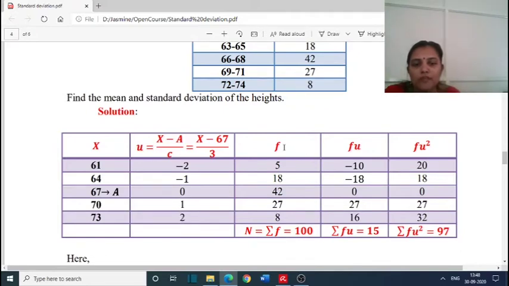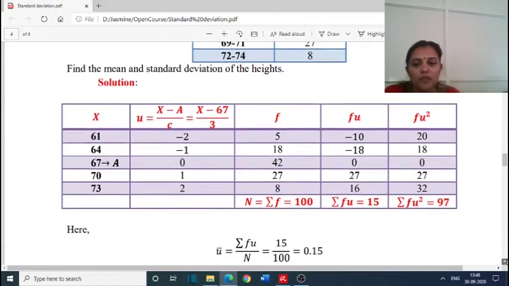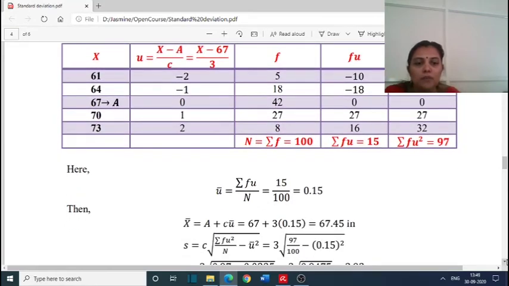So f given values 5, 18, 42, 27, 8, and n is equal to sigma f is equal to 100. fu is equal to minus 10, minus 18, 0, 27, 16. fu square 20, 18, 0, 27, 32. So find sigma fu and sigma fu square. Hence u bar is equal to sigma fu by n is equal to 0.15.